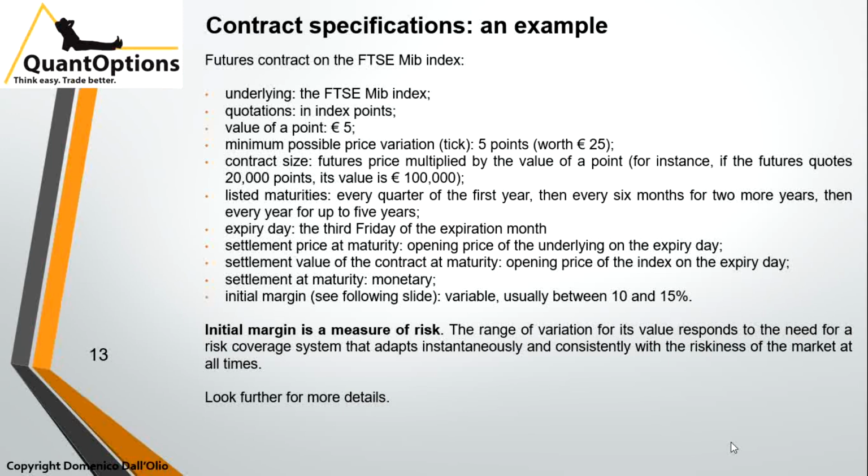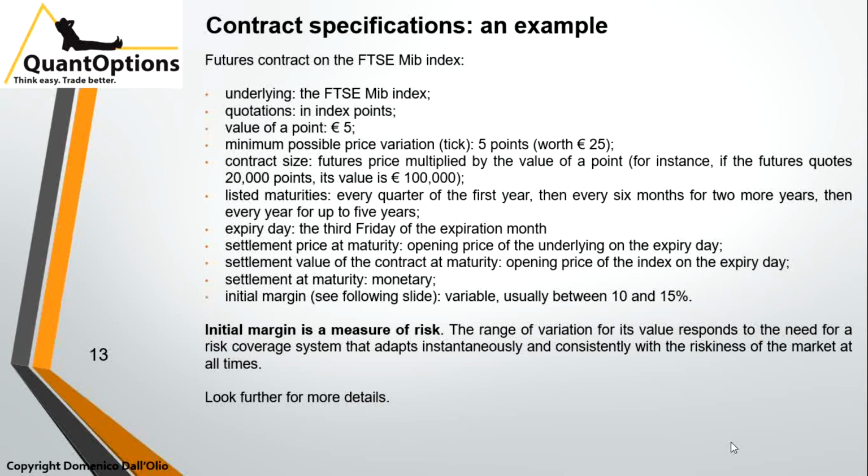The contract size is the price of the futures multiplied by the value of a point. So for instance, if the future quotes 20,000 points, the value of the contract is €100,000. Listed maturities are every quarter of the first year, then every 6 months for 2 more years, then every year for up to 5 years. The expiry date is the third Friday of the expiration month. December 2019, for instance, is the 20th.